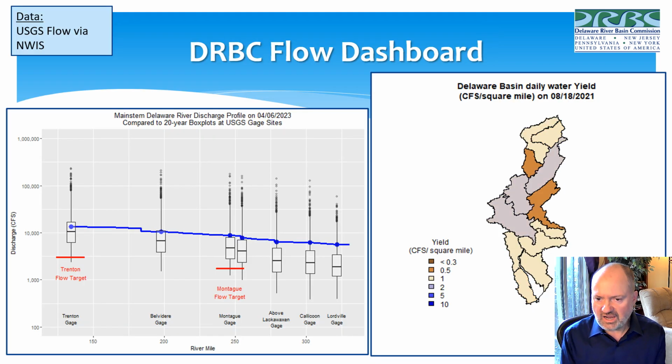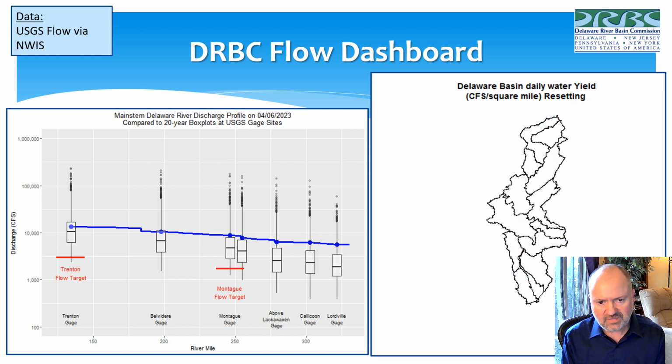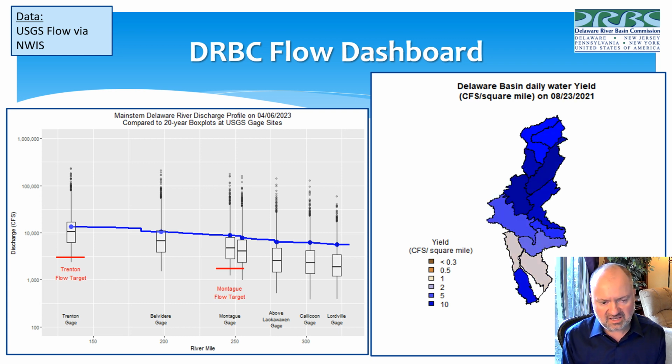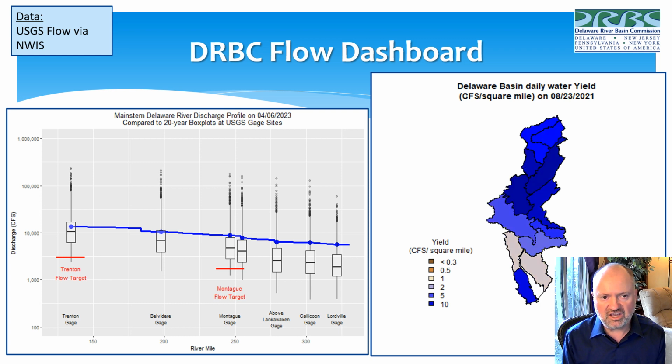We also have flow dashboards. The image on the left is a continuous flow profile for one day. Each of the points there is a USGS gauge station, and we knit all of that data together along with tributary inflows to construct that continuous flow profile. That's the blue line.